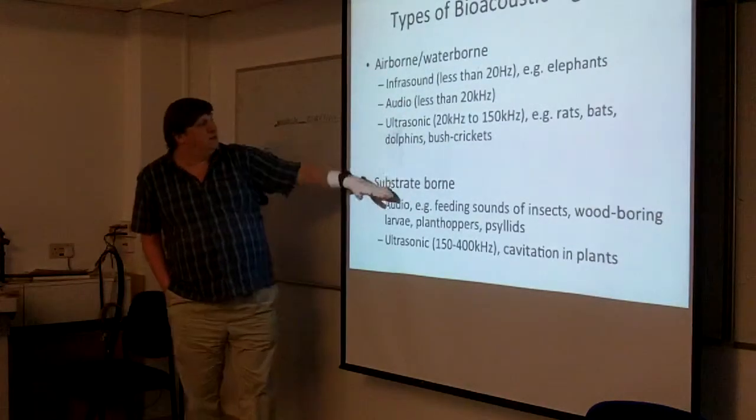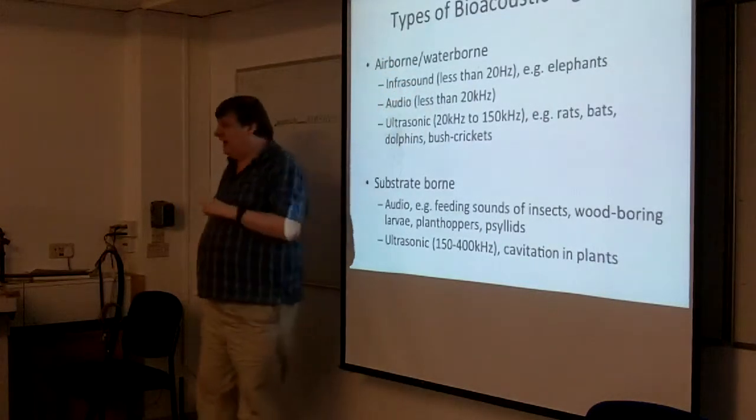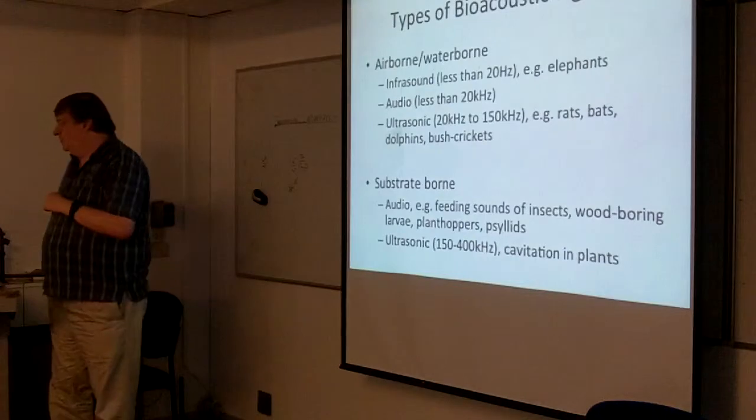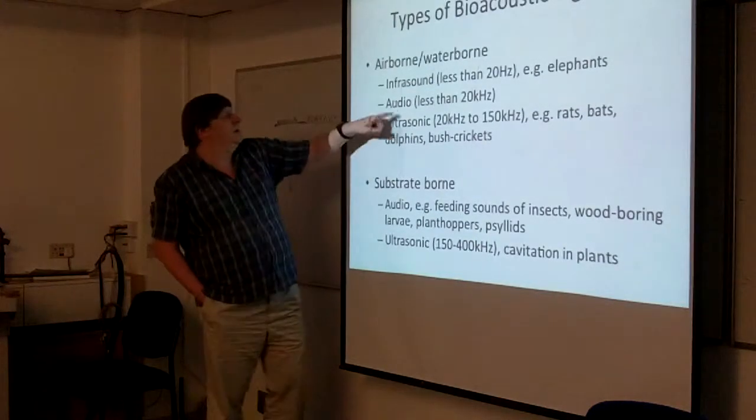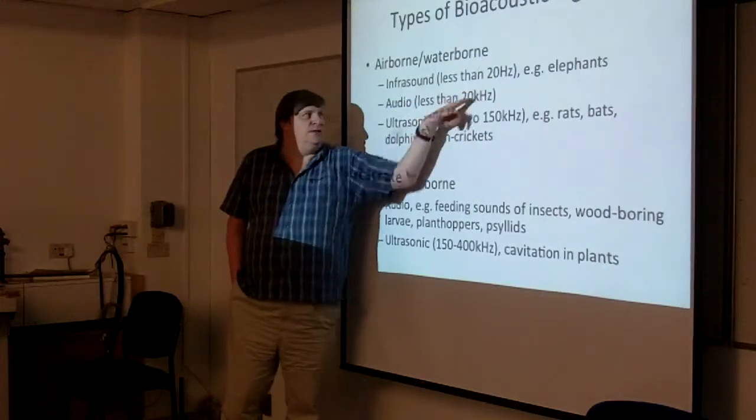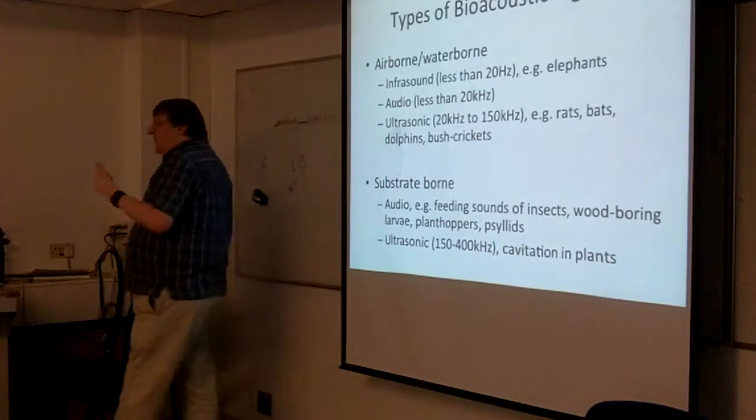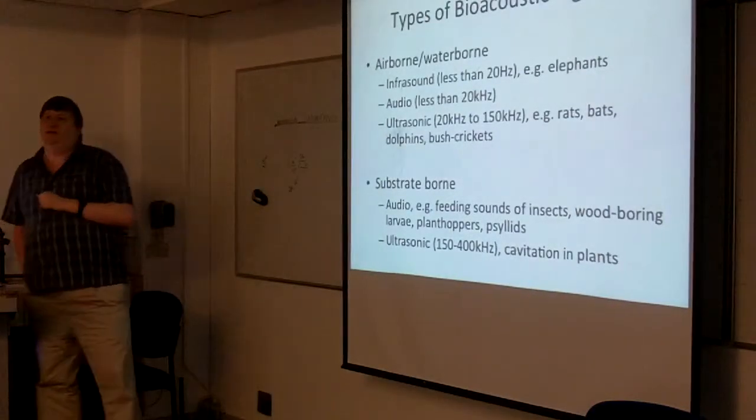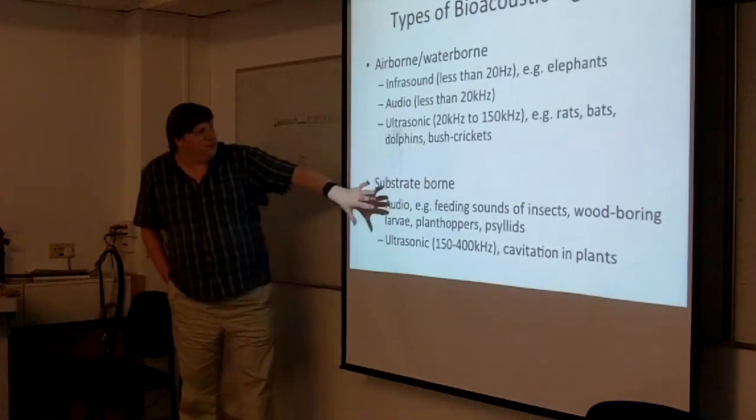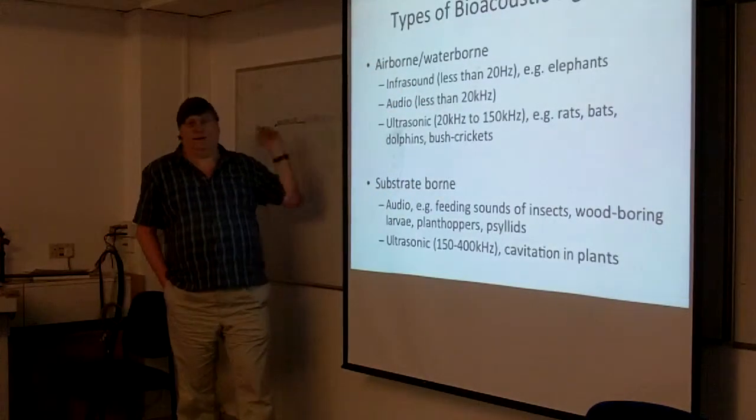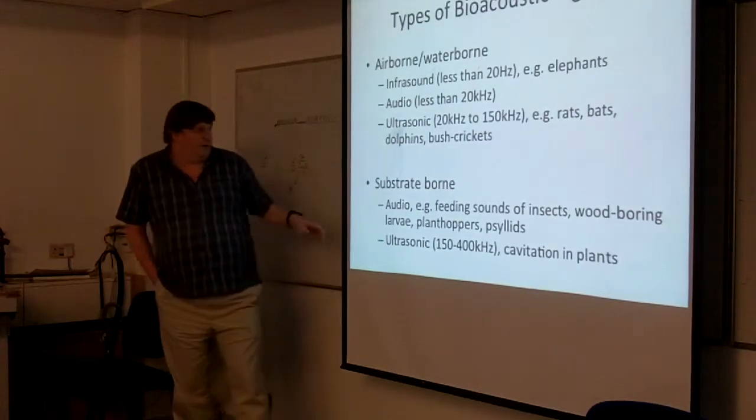Typical types of bioacoustic signals, so we're looking at airborne and waterborne. So infrasound, elephants can communicate over very long distances using infrasound, which is well below 20 hertz, below our hearing. Audio is between 20 hertz and 20 kilohertz. Ultrasonic is 20 kilohertz upwards. Rats, bats, dolphins, bush crickets all produce ultrasound. So these are airborne and waterborne. Then you've got substrate-borne, which is basically sounds going through whatever the substrate is, wood or whatever.